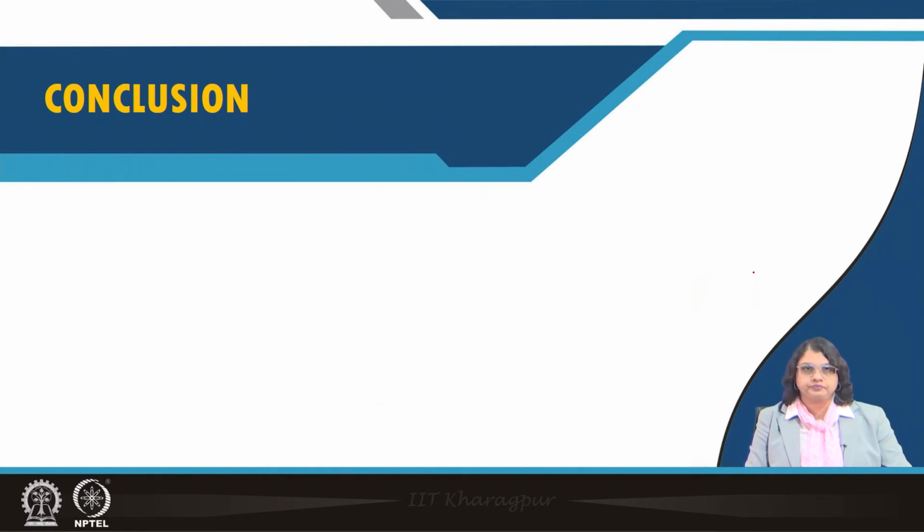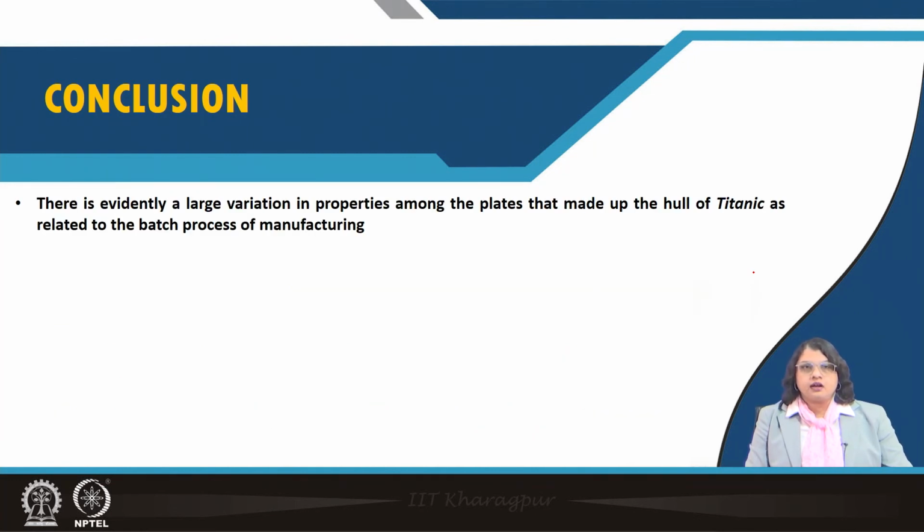So, there is evidently a large variation in properties among the plates that have been studied for the failure analysis, and that means that the ones that were used for the actual making of the Titanic must have had significant scatter or variability in the properties, and that is all related to the batch process of manufacturing.